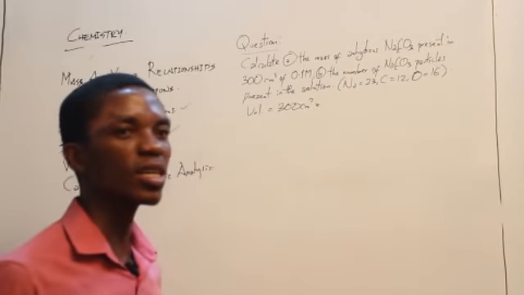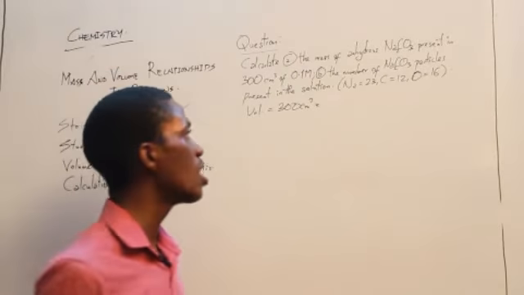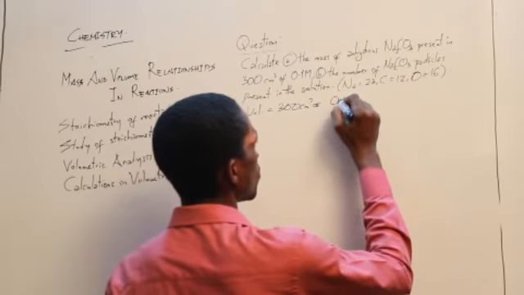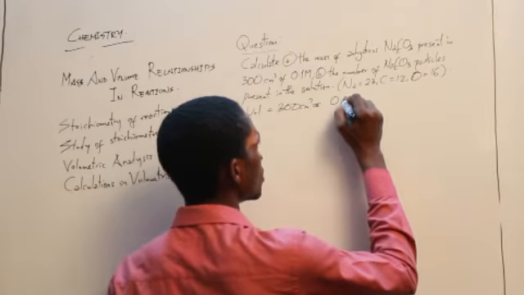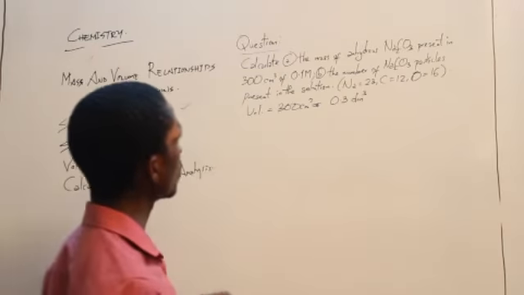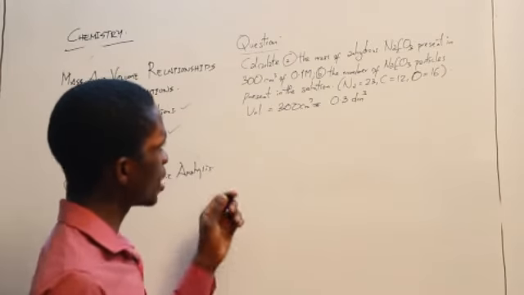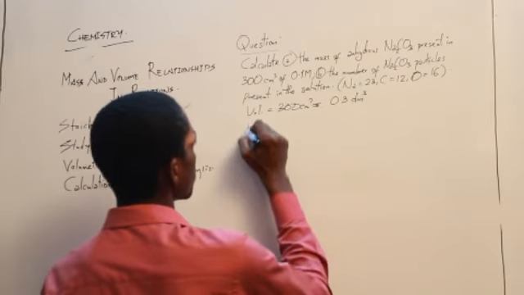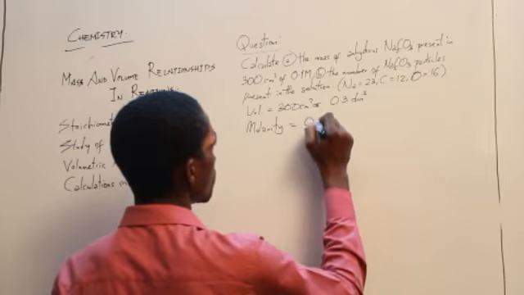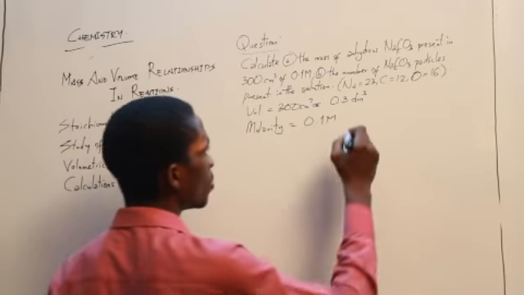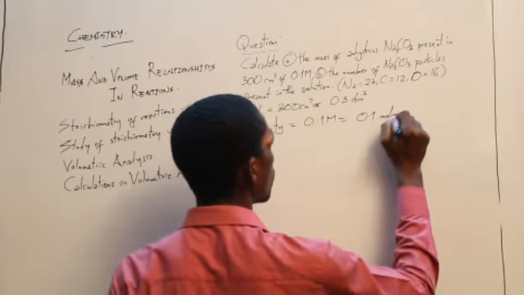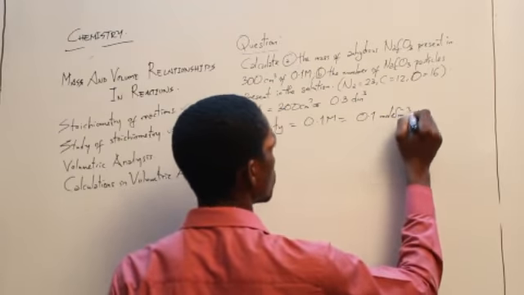Let's remember we do work in dm cube and not cm cube. So we'll convert this to dm cube. That will be divided by 1000. That will give us 0.3 dm cube. All right. Next parameter we can see is molarity. Molarity is 0.1 molar, and we know 0.1 molar is the same thing as 0.1 mole per dm cube.